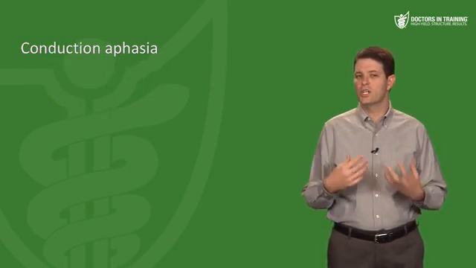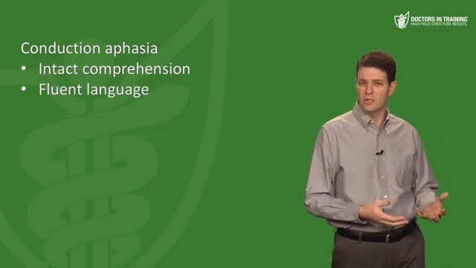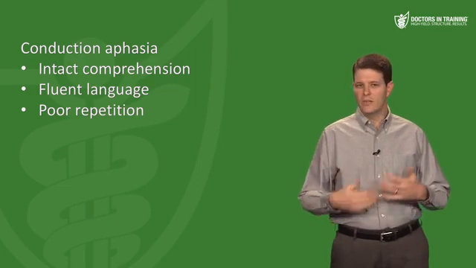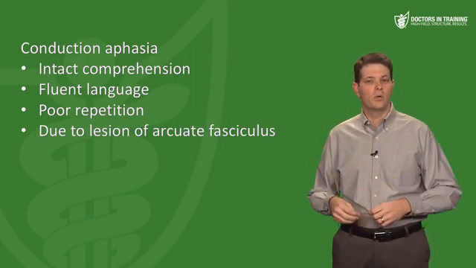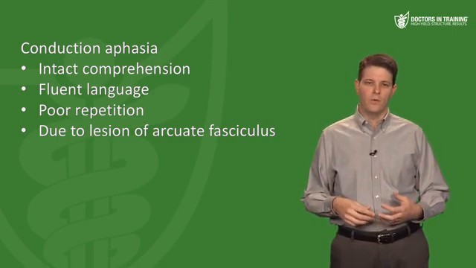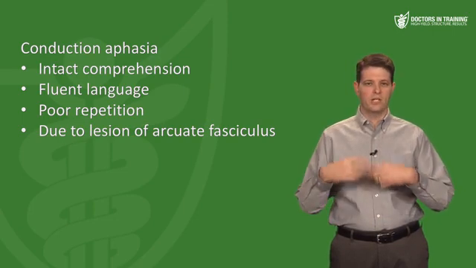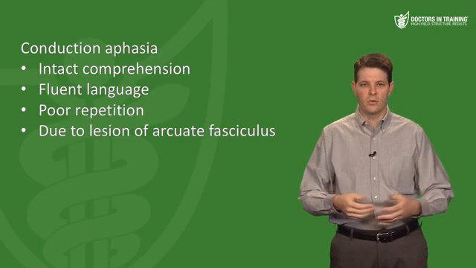There's also conduction aphasia, in which comprehension is intact and the language is fluent, but they can't really repeat what you say to them. So conduction aphasia occurs due to a lesion of the arcuate fasciculus, that tract that connects Broca's area to Wernicke's area. So if you say a phrase to the patient and you ask the patient to repeat it, there's no connection between what the patient hears and what he can express verbally.